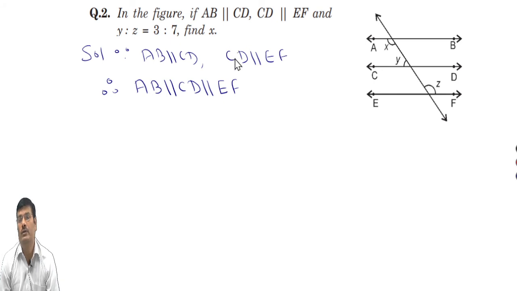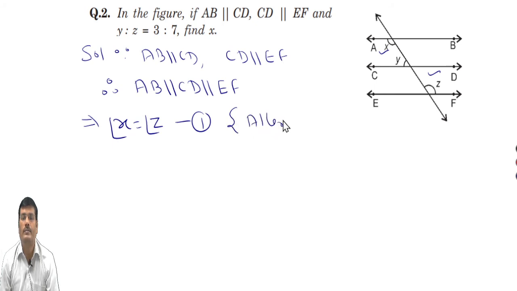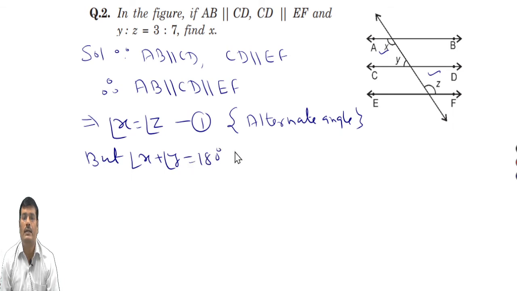How do you find the value of x? See this one. Since angle x is equal to angle z, because this angle is equal to this one, the reason is these are alternate angles. But x plus y is 180 degree. Let us suppose that it is equation 2.